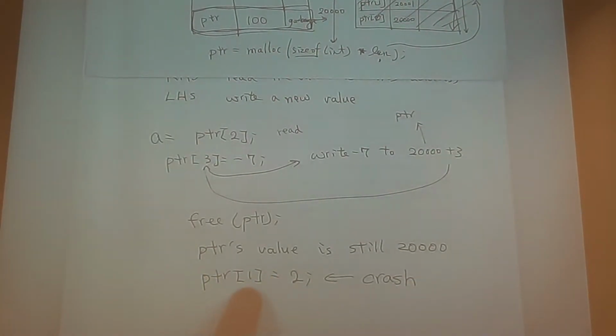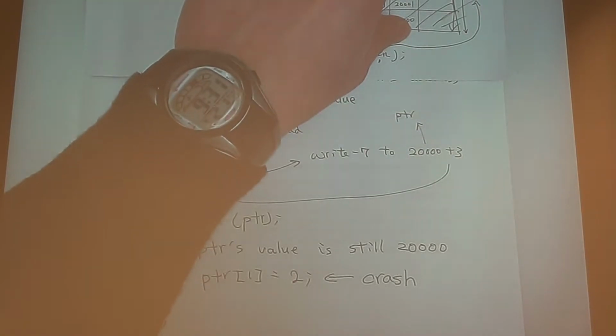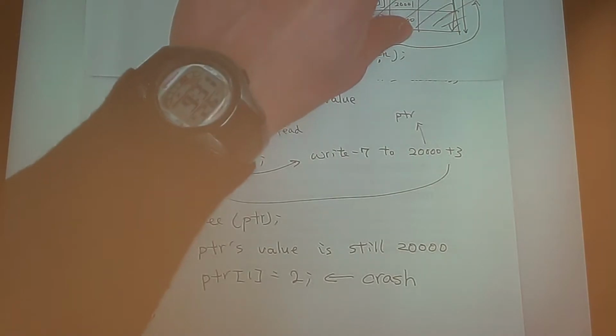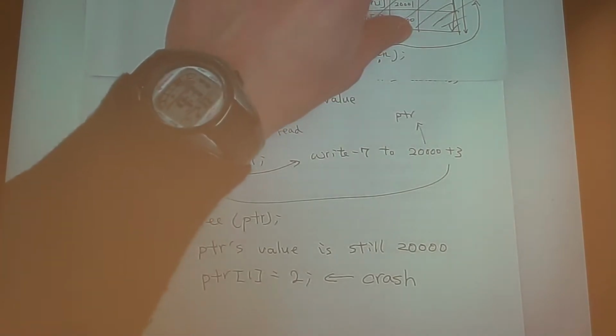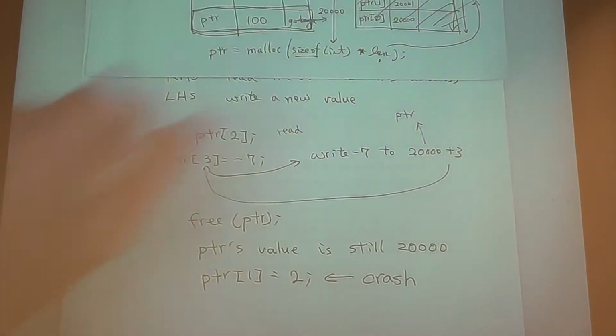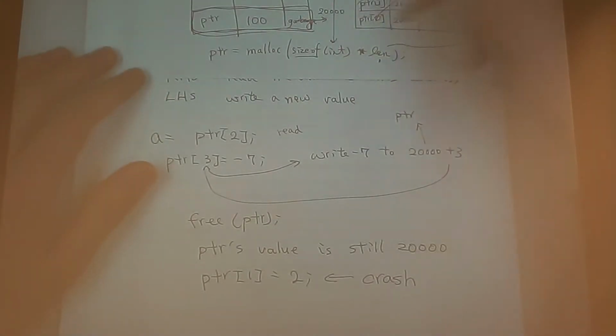So here you try to write 2 to address 20,001. Since you already released the memory, this piece of memory is no longer yours. Just like you move out from a dormitory, right? You try to break into a dormitory you left last year, but you don't live there this year. You try to get in, somebody is going to call campus police. But PTR's value is still 20,000. Can you modify the address 20,000? No. That piece of memory is gone.